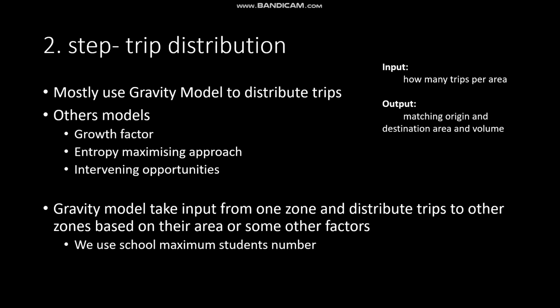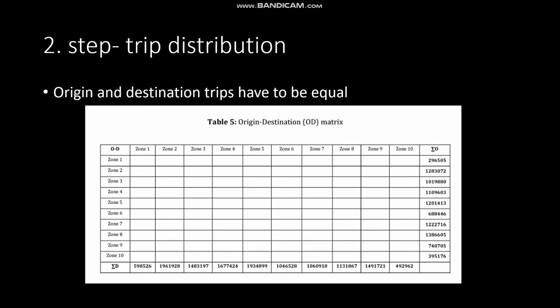On that step, the input is how many trips per area we are making, and the output is matching origin and destination area and volume. So we know how many students we have in a particular area, and so we know how many trips they are making. This is an OD matrix table. We have origin zones, and we have destination schools, yeah? And we want to match zones with a particular school and how many students will go from a particular zone to a particular school.